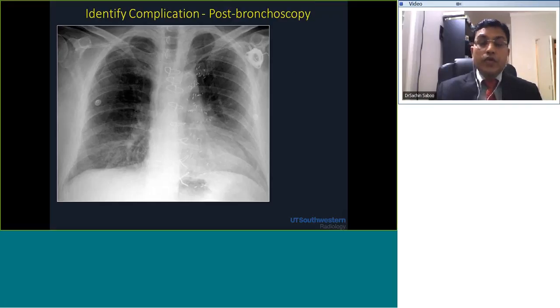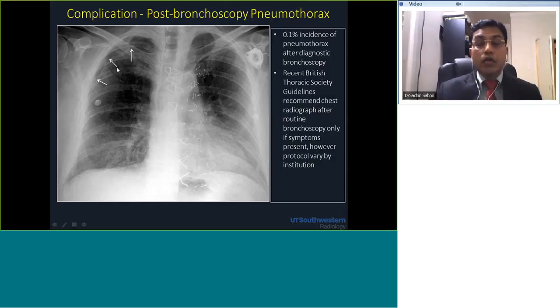So I'll give you a few seconds to look at the complication related to bronchoscopy, therapeutic bronchoscopy, diagnostic bronchoscopy on this radiograph. And as you must have noticed, there is a small right apical pneumothorax. How common is the pneumothorax? So basically it's quite uncommon. 0.1% is the incidence of pneumothorax after diagnostic bronchoscopy. At our institution, we routinely perform radiograph after any bronchoscopic procedure. There are recent guidelines, however, from the British Thoracic Society to do chest radiograph only if the patient is symptomatic, but practice varies based on institutional practice.